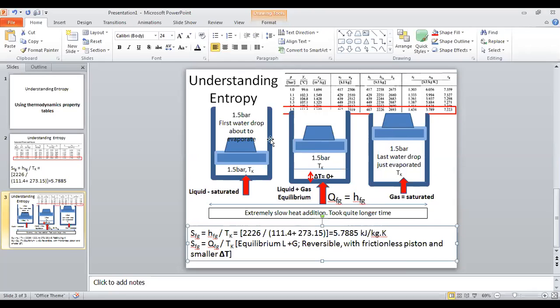Tk for this case is T in Celsius, 111.4, plus 273.15. So this is the Tk value. Your Tk is 111.4 plus 273.15 in Kelvin.